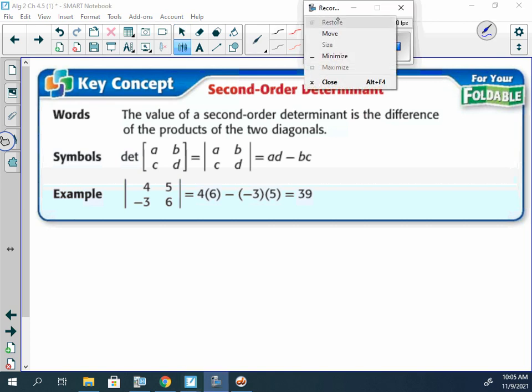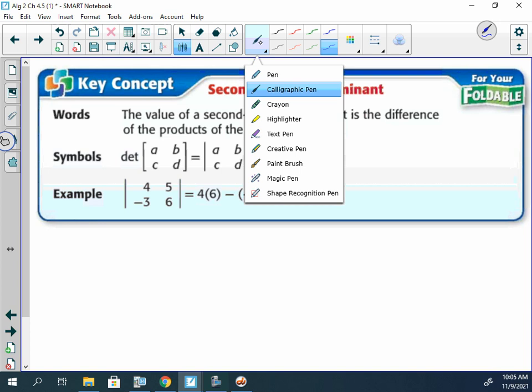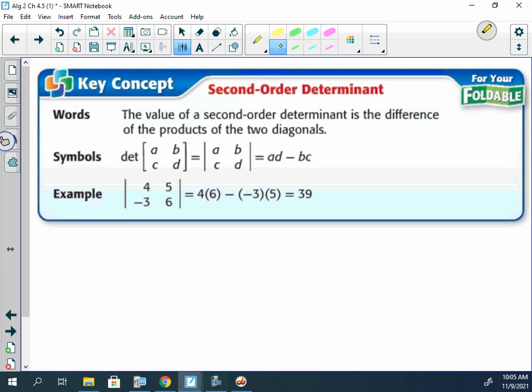Now our two diagonals, well, AD would be one and BC would be the other. The ones going from left to right are going to be positive. The ones going from right to left are going to be subtracted.